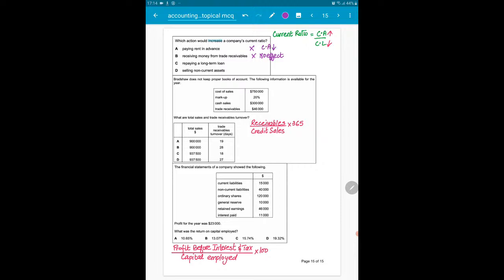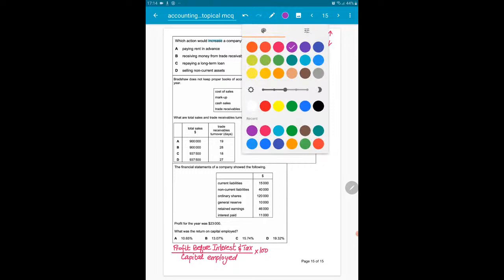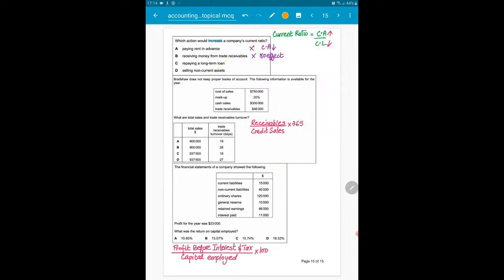Similarly, if we talk about option C, we are repaying a long-term loan. Again, there is a cash outflow in option C, and if we are repaying a long-term loan, definitely it means that our assets are going to decrease, which means the bank or cash decreases. So this option is also not possible. So that's one approach of solving MCQs, by eliminating the options.